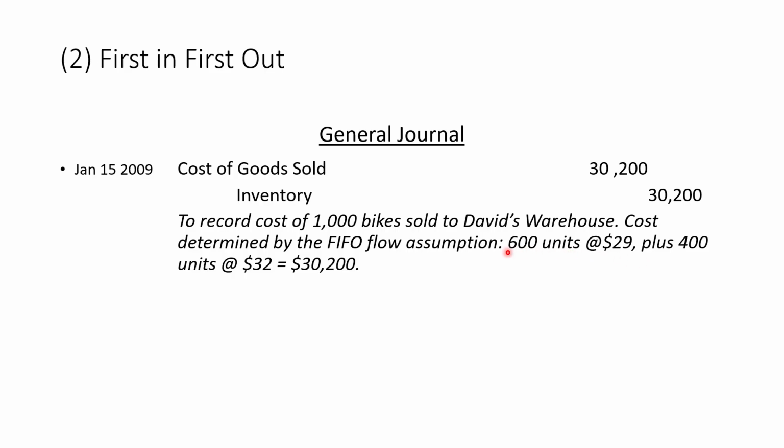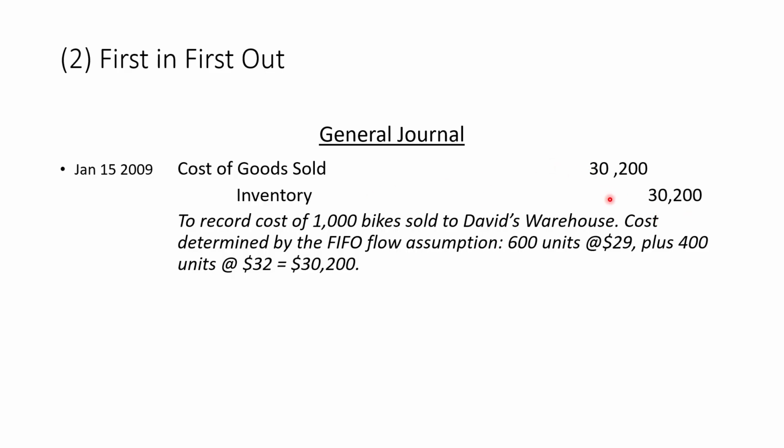Secondly, 1000 minus 600, that is 400. For the 400 units that have been sold, the cost price is $32 per unit. 600 multiplied by 29 plus 400 multiplied by 32, and when you add the total amounts, the answer would be 30,200. It means that on January 15, 2009, cost of goods sold debit by 30,200, inventory credit by 30,200.